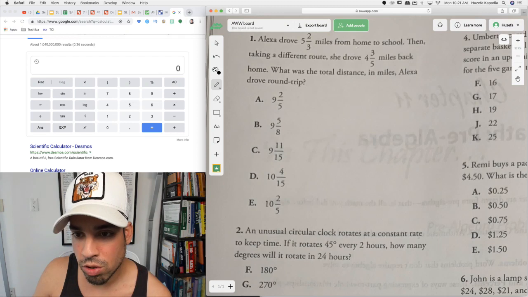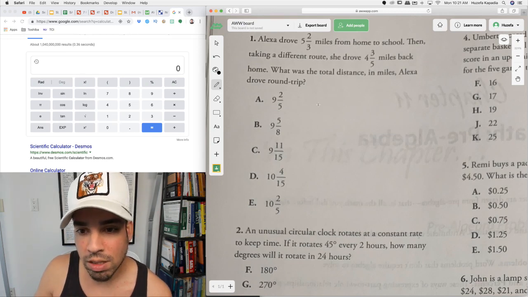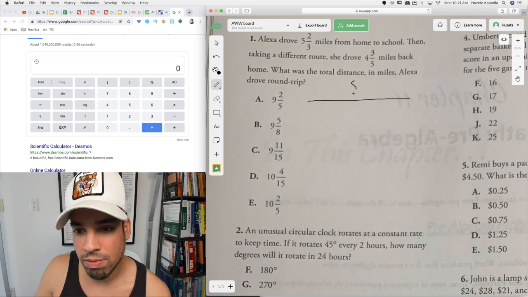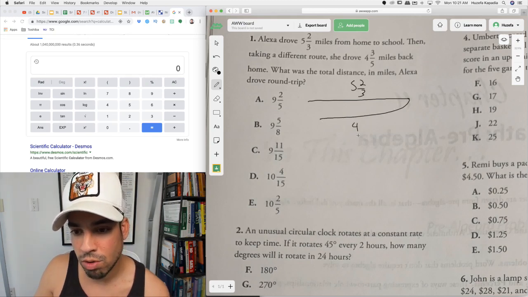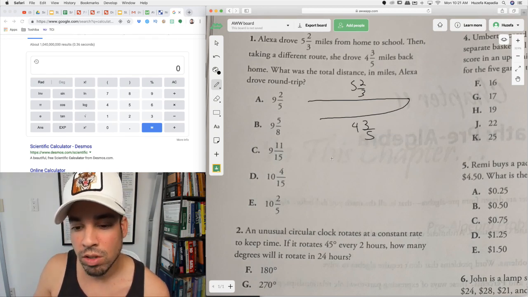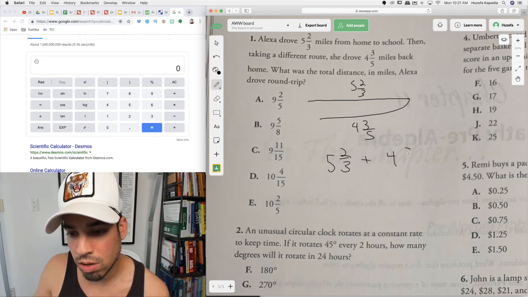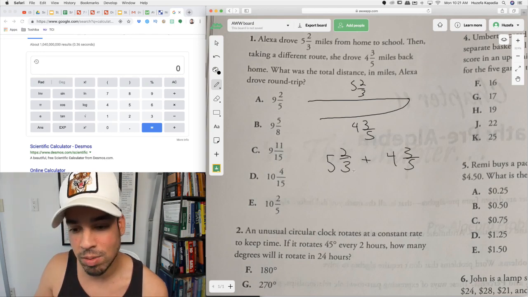Alexa drove 5 2/3 miles from home to school, then taking a different route, she drove 4 3/5 miles back home. What was the total distance in miles? So basically, she's gone this far, 5 2/3, and then she's gone back another 4 3/5. They want to know the total, aka they just want to add these up. So we're going to say 5 2/3 plus 4 3/5, but we need common denominators to do that.